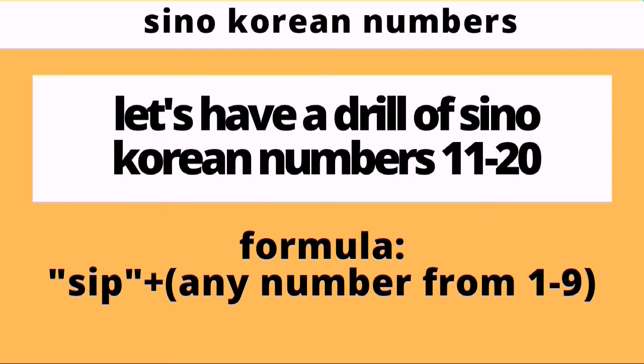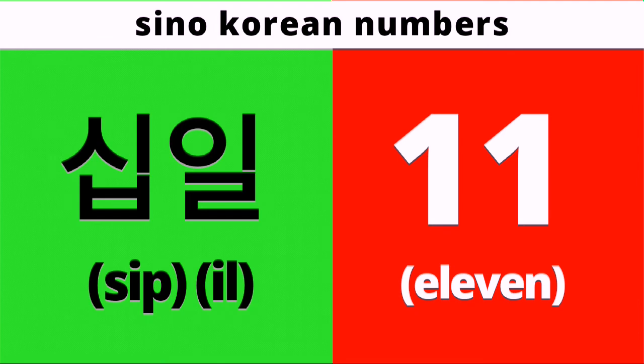So right now, let's have a drill of Sino-Korean numbers 11 to 20. We just have to follow the formula, ship plus any number from 1 to 9. So, that would be 1, 2, 3, 4, 5, 6, 7, 8, 9, 10. Let's have a run through of it right now. The Sino-Korean version of number 11 is ship il. Ship is 10 and il is 1. So 10 plus 1 is 11. So ship il is 11.